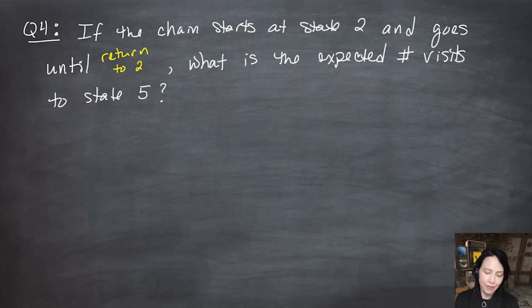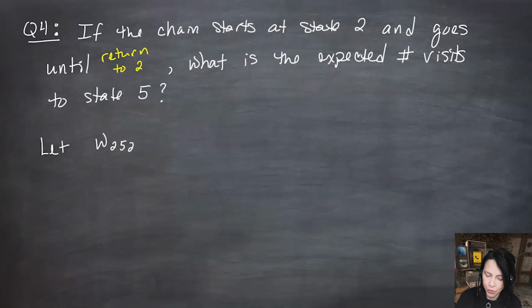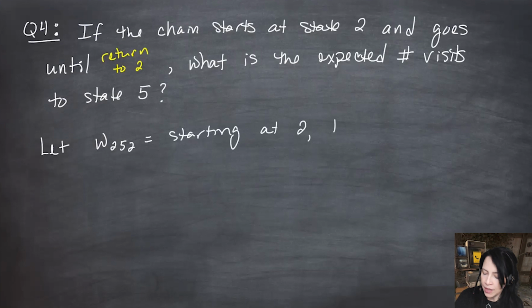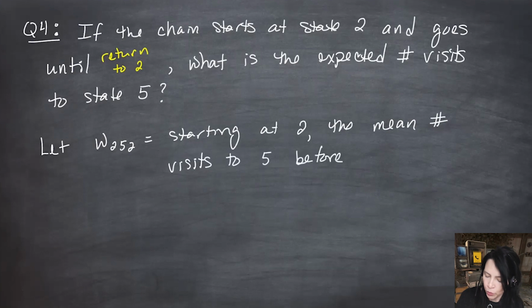So if I let W252 be, starting at 2, the mean or expected number of visits to 5 before hitting 2, then that's going to be 0 because we've hit it at the beginning. So this is going to be before returning to 2.